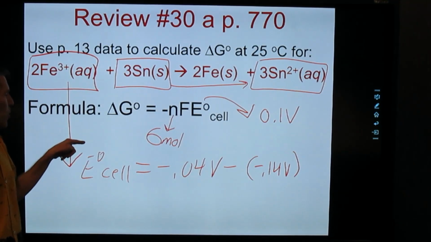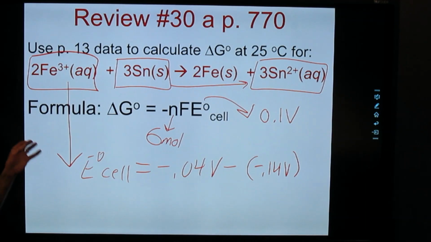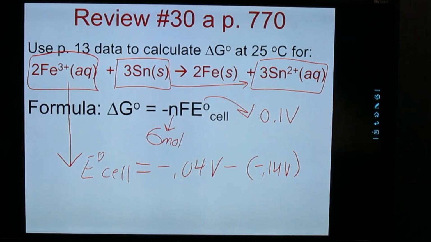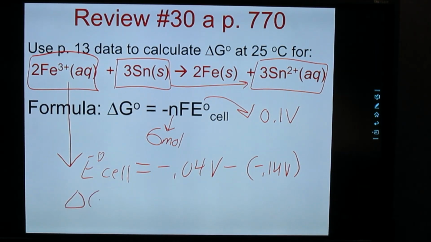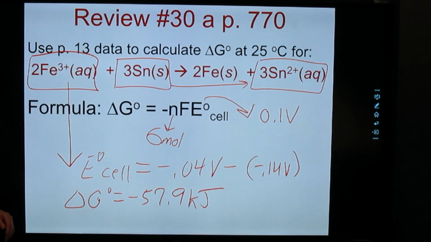For this question, you should get negative 57.9. The units come out to be kilojoules, because that's the unit on F. And that's for the balanced equation as written. You get negative 57.9. Okay, that's 30 part A.